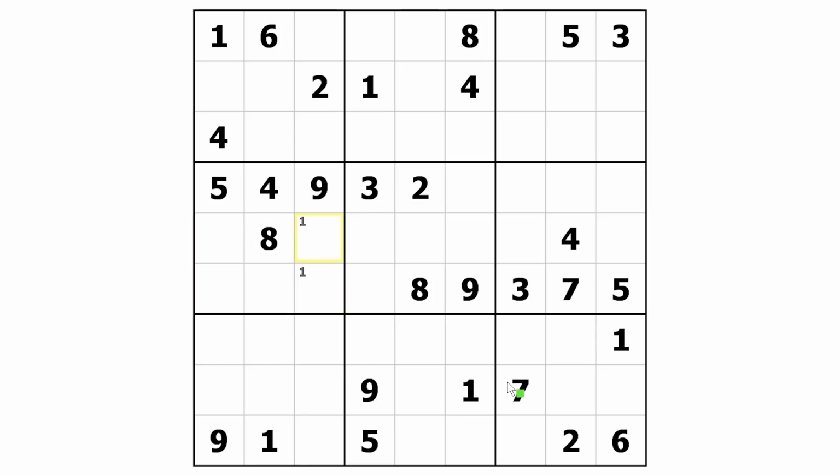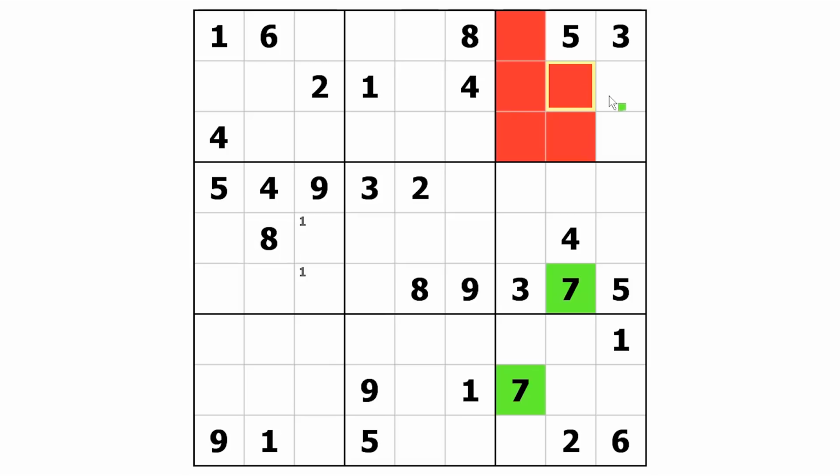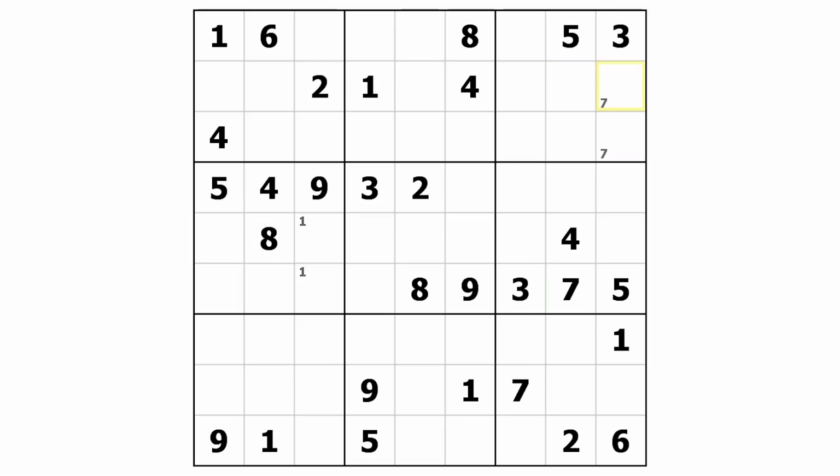And likewise, because there is a 7 here and a 7 here, there cannot be a 7 in any one of these 5 cells, therefore there must be a 7 in one of those 2 cells. And again, because of this 9 here, there cannot be a 9 in any one of these cells, so there must be a 9 in one of these 2 cells. So you see, the logic is backwards.